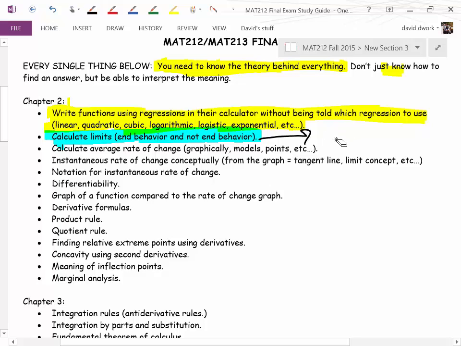My pen is acting up, I apologize. Some of your limits will be, for example, as x approaches 0 from the right, or 0 from the left, or could be approaching infinity or negative infinity. So you've got to be ready for any from the rights, from the lefts. So really make sure you go back and remember your limits, and don't just remember how to calculate them. Make sure you remember how to interpret them.